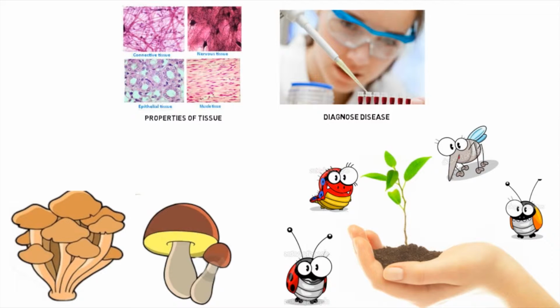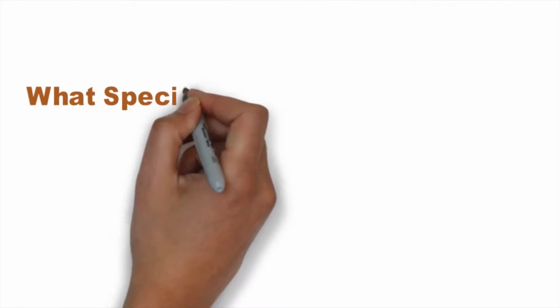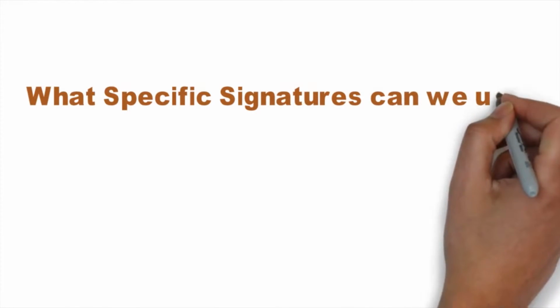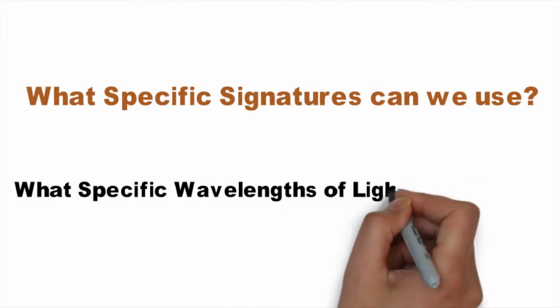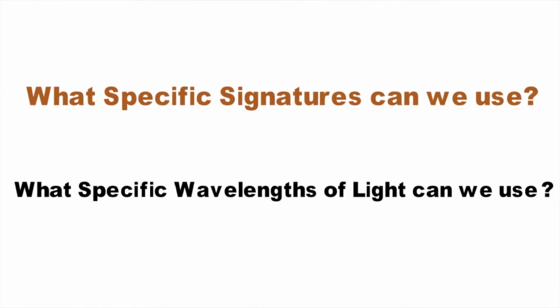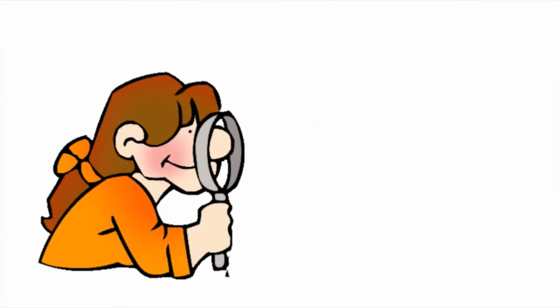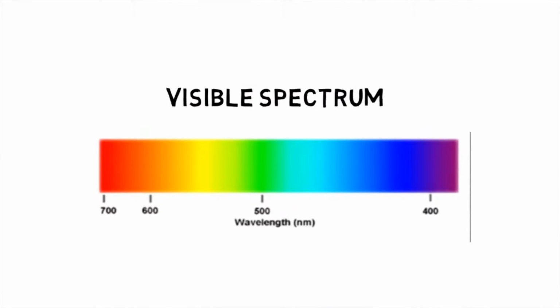And so all of this information is encoded inside this reflected spectrum. What we're after is what specific signatures we can use, what specific wavelengths of light we can use to identify those diseases or those funguses. To quantify something is to measure something, basically trying to establish a relationship between what you're observing and what's actually happening. So we have these wavelengths from blue to red that we can visually measure with our eyes.